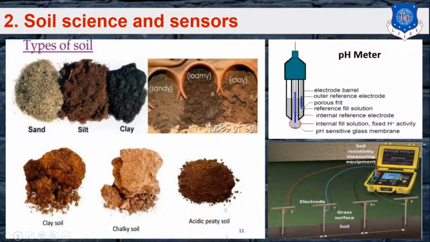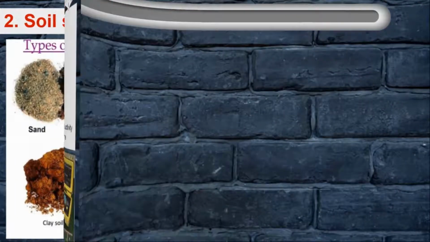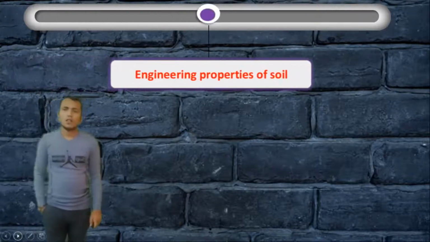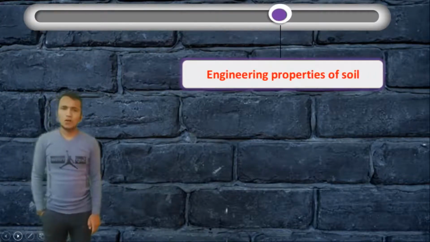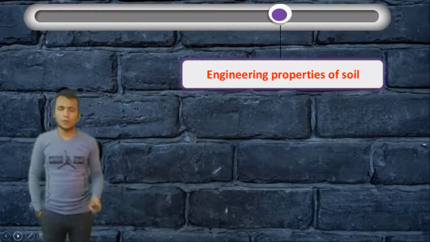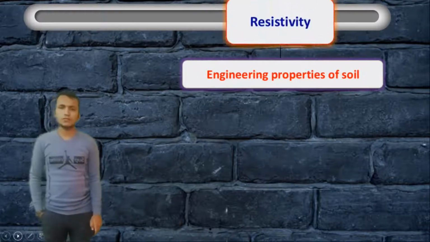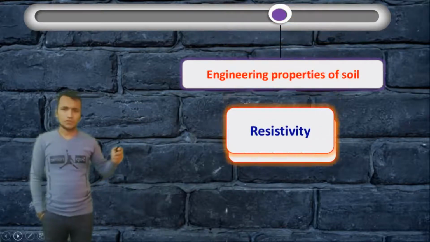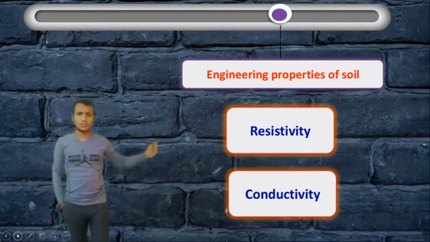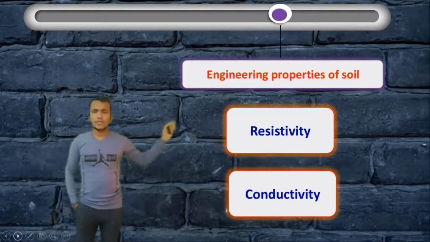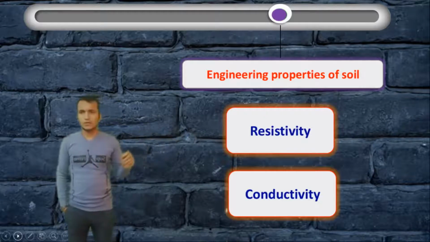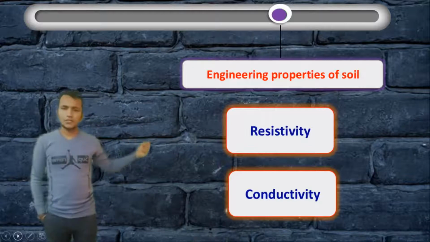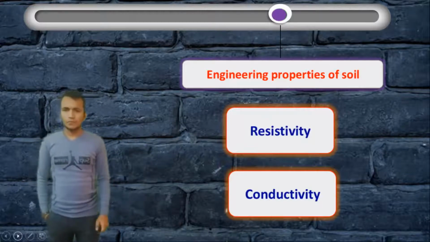Now in this session, we will discuss the engineering properties of soil. In these properties of soil, we have to discuss resistivity and then conductivity. These are the two properties that we have to discuss in this session. So let us start each property one by one.